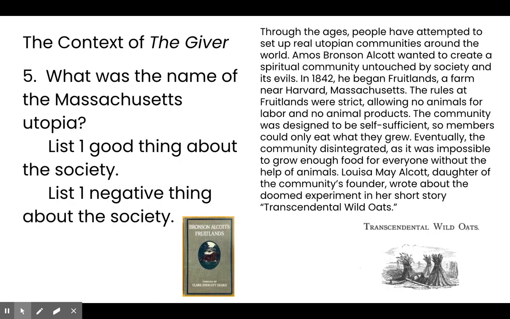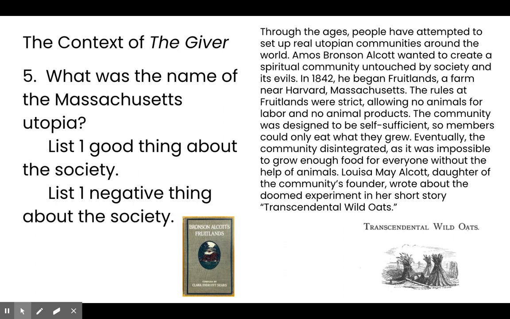Moving on to number 5, you're going to find the name of the Massachusetts utopia. List one good thing about the society and one negative thing about the society. Through the ages, people have attempted to set up real utopian communities around the world. Amos Bronson Alcott wanted to create a spiritual community untouched by society and its evils. In 1842, he began Fruitlands, a farm near Harvard, Massachusetts.